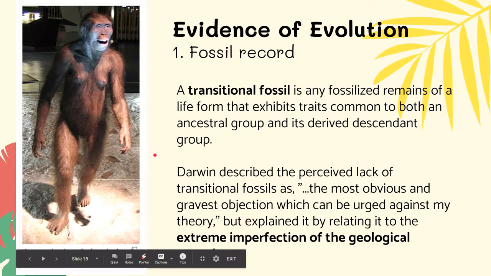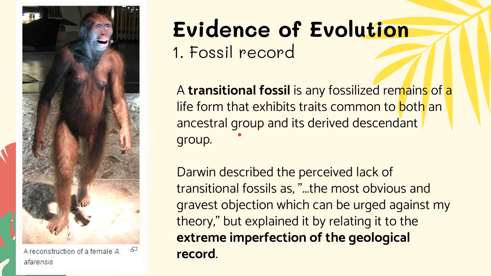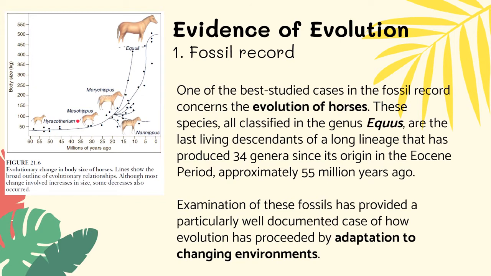So the fossil record can only be considered complete if all the transitional fossils are present or are discovered. A transitional fossil is any fossilized remains of a life form that exhibits traits common to both the ancestral group and its derived descendant group. So a transitional fossil shows us how the ancestral group transitioned to look like its descendants. For example here, if we can find transitional fossils that show how this species transitioned or evolved to become this species, then we can say that they have a complete fossil record, or a good fossil record that shows their evolution.